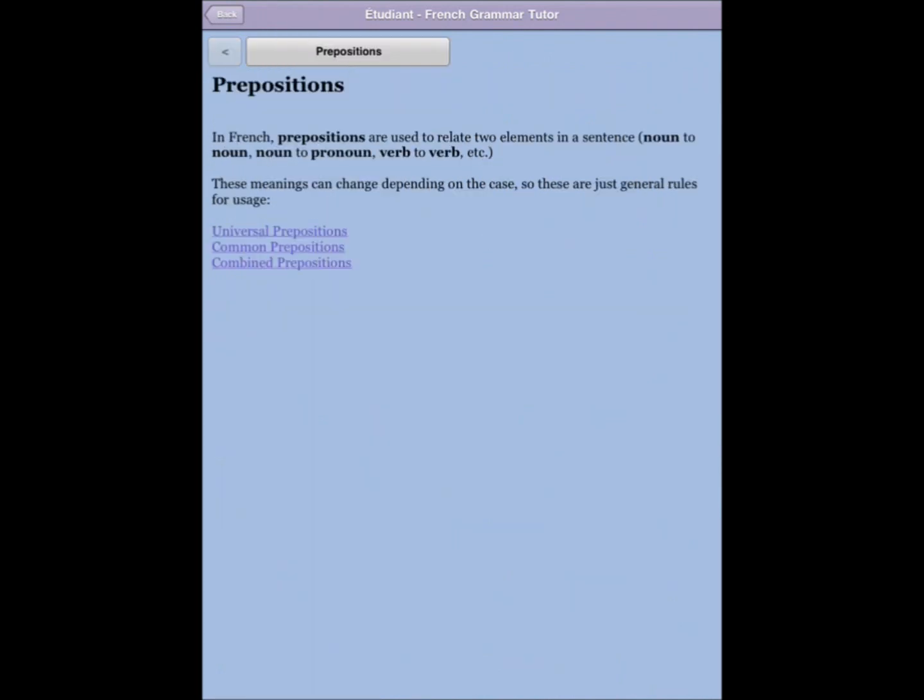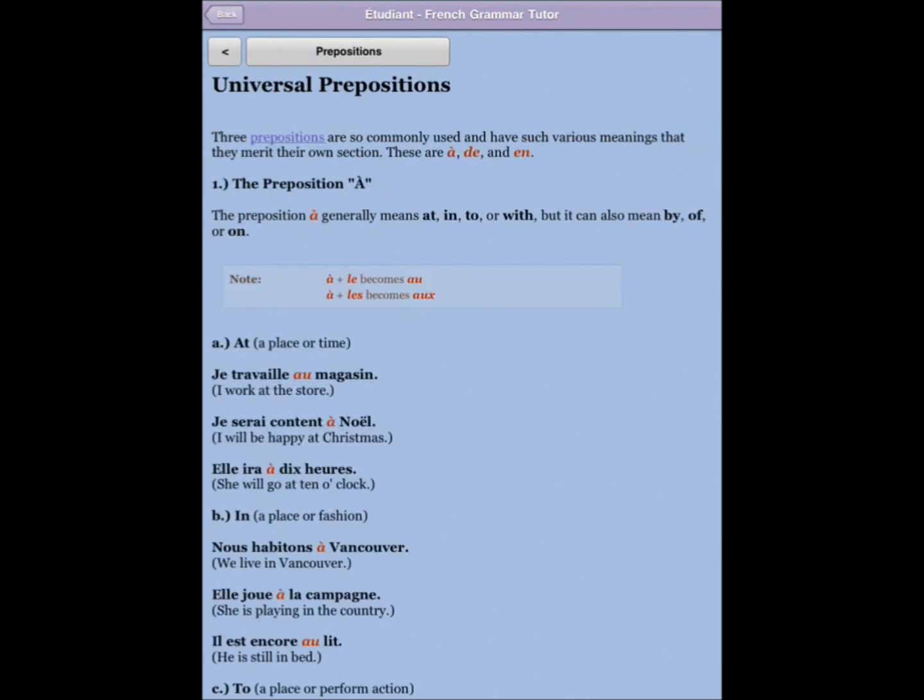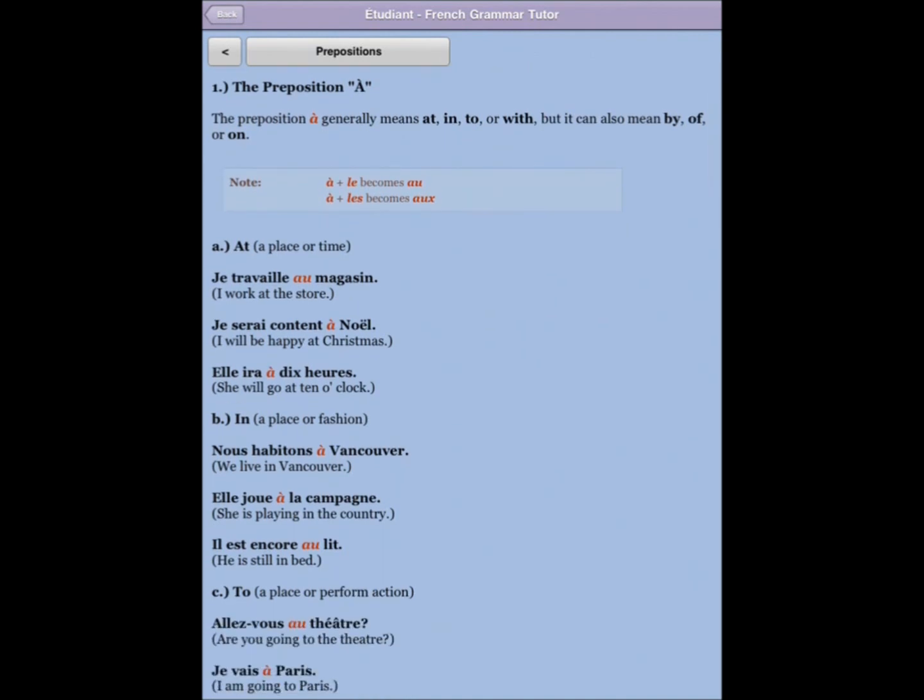Prepositions. There are sections on universal, common, and combined prepositions. What is a universal preposition? Well, these prepositions are so commonly used and have such various meanings that they get their own section. And these include à, de, and en. Did you know in French, for example, that the preposition à can mean at, in, to, with, by, of, or on?